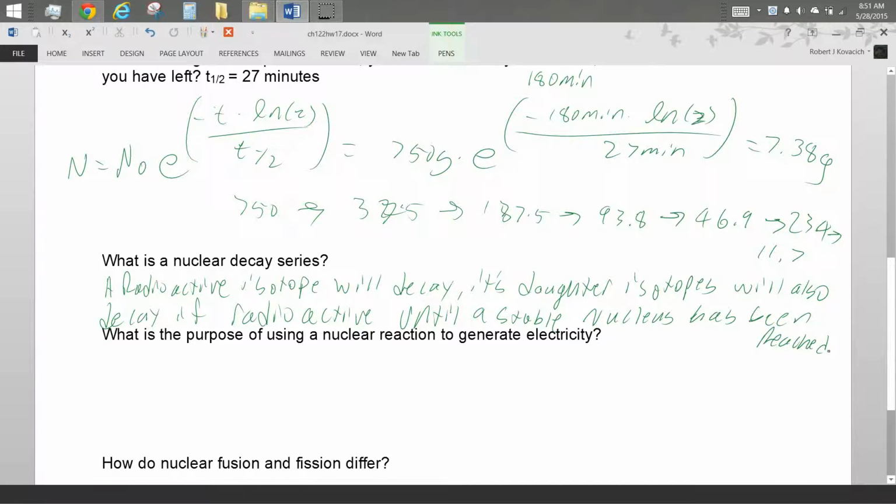So each of the isotopes that are in the decay series are called daughter isotopes. And so the decay series is a bunch of daughter isotopes until finally one of the daughters is not radioactive anymore.